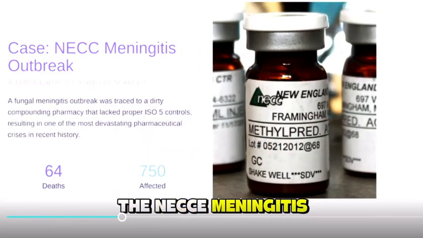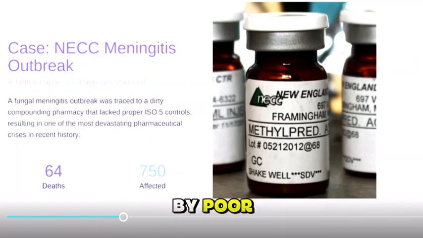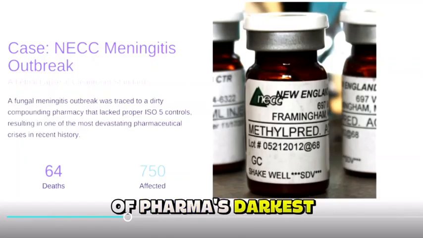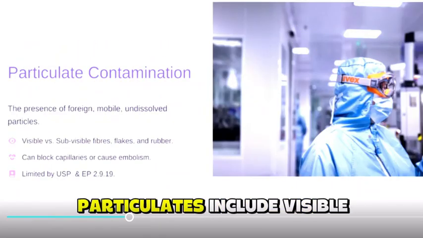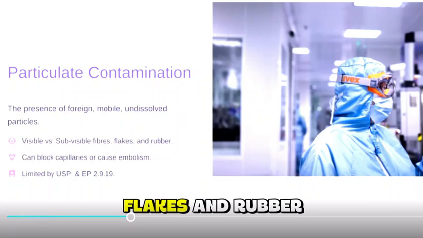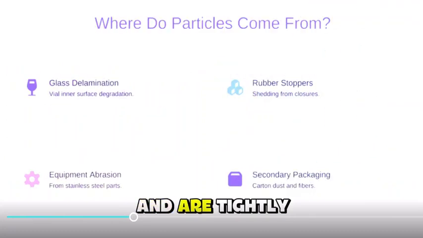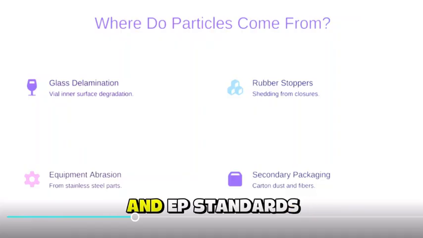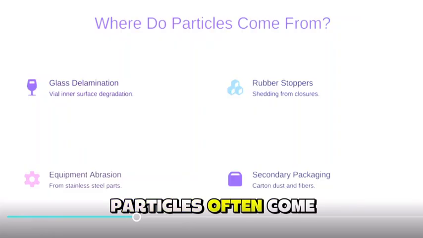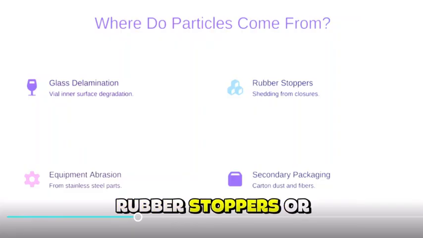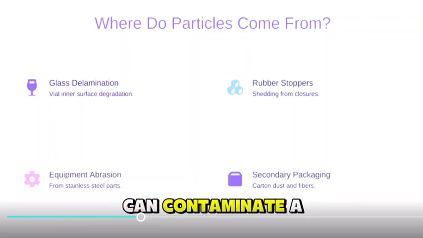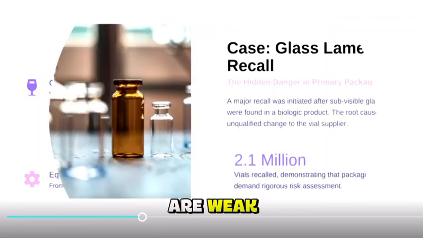The NECC meningitis outbreak was caused by poor cleanroom practices in a compounding pharmacy. It killed 64 people and remains one of Pharma's darkest contamination cases. Particulates include visible fibers, flakes, and rubber particles. They can block blood vessels and are tightly controlled under USP and EP standards. Particles often come from glass vials, rubber stoppers, or equipment abrasion. Even packaging dust can contaminate a product if controls are weak.